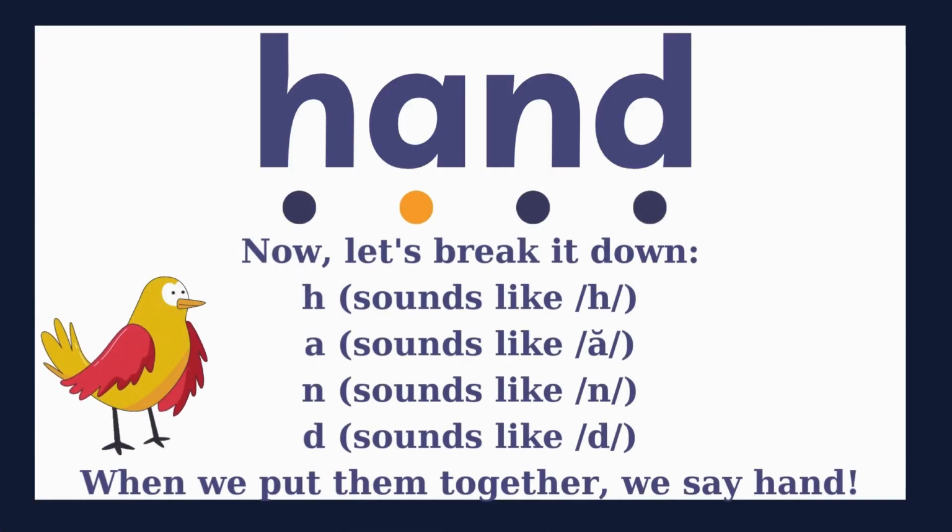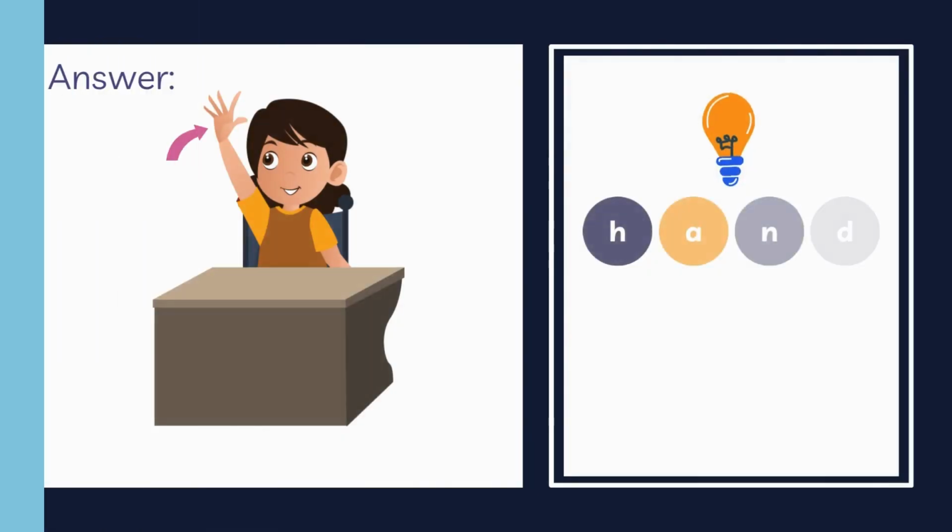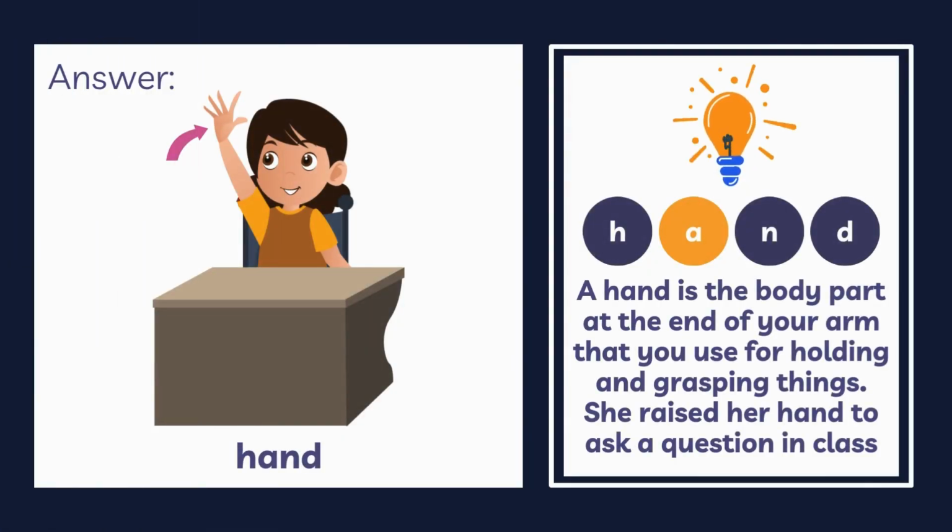Hand. Now let's break it down. H sounds like H. A sounds like A. N sounds like N. D sounds like D. When we put them together, we say hand. A hand is the body part at the end of your arm that you use for holding and grasping things. She raised her hand to ask a question in class.